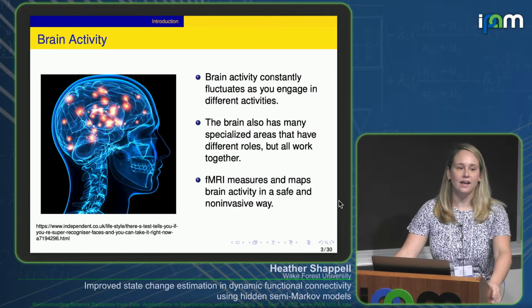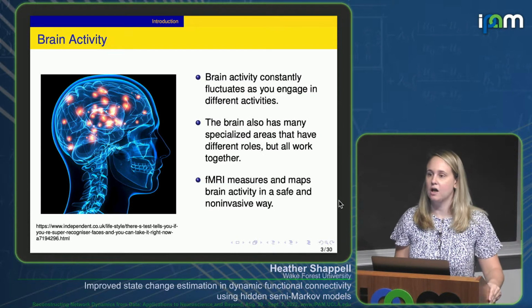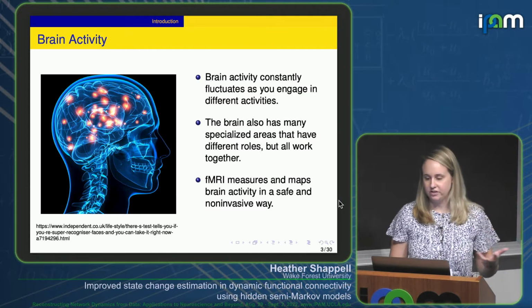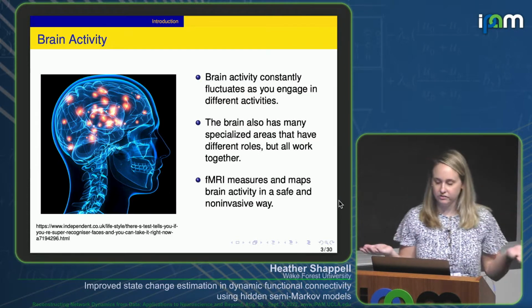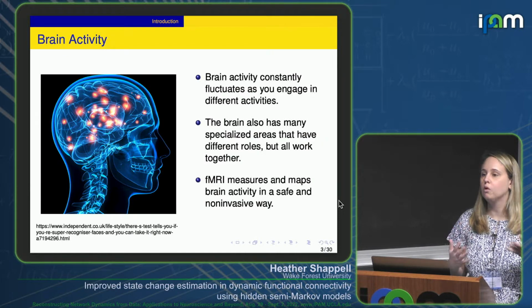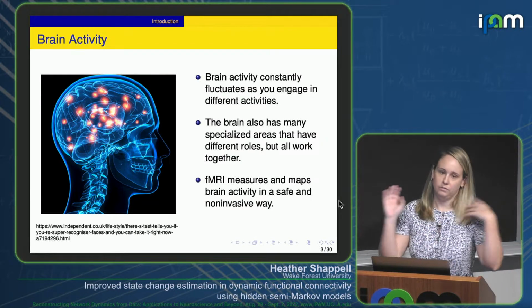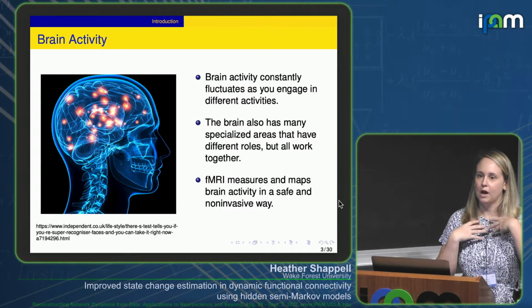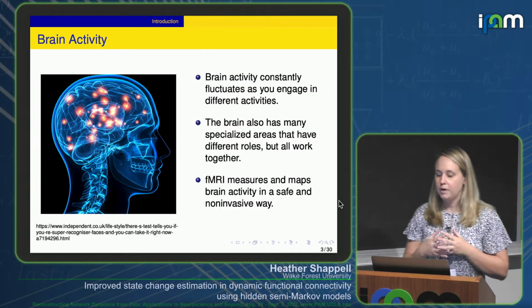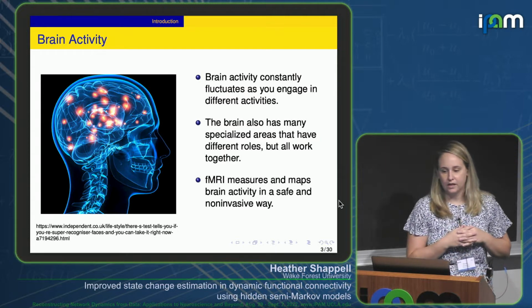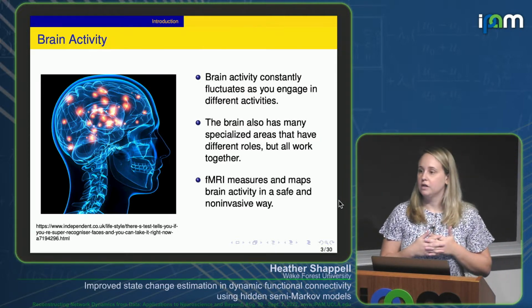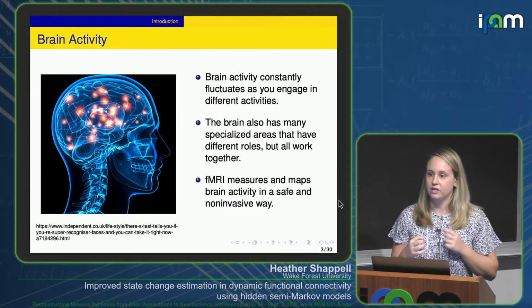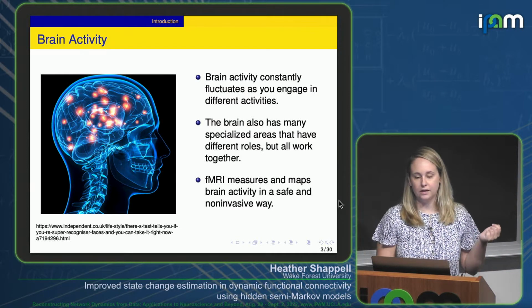Okay, so as we all know, brain activity is constantly fluctuating as we engage in different tasks and activities. And the brain has many specialized areas that have different roles but all work together. So a brain area for language processing, for memory, for helping you with motor tasks. But then these are ultimately all working together. And fMRI, functional magnetic resonance imaging, helps measure and map that brain activity in a safe and non-invasive way.